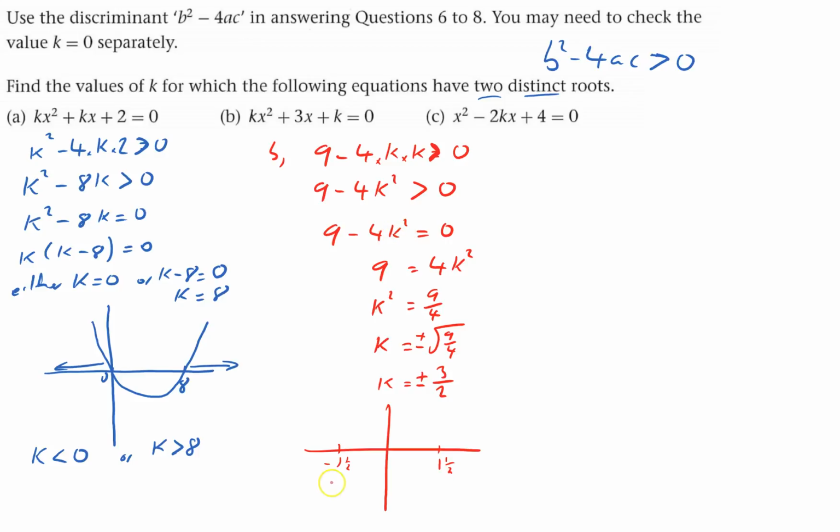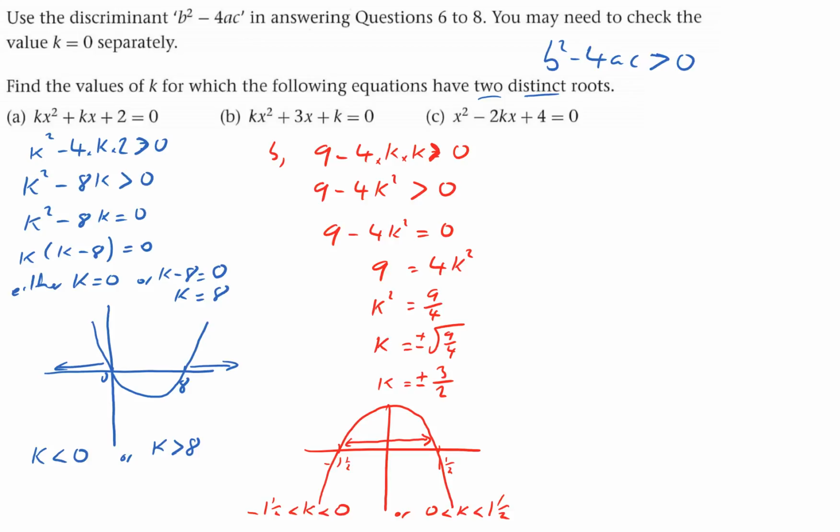And here we've got a negative k squared. So instead of being a U-shape, it's going to be a hill shape. And we want to know when it is greater than 0. So when is it above the line? It's all the way here. We have to be careful though, because if k were to be 0, then this would be linear and there'd only be one root. So k cannot be 0. So minus 1.5 has got to be less than k, which is less than 0, or 0 is less than k, which is less than 1.5. So basically anywhere between those values, but it cannot be 0.